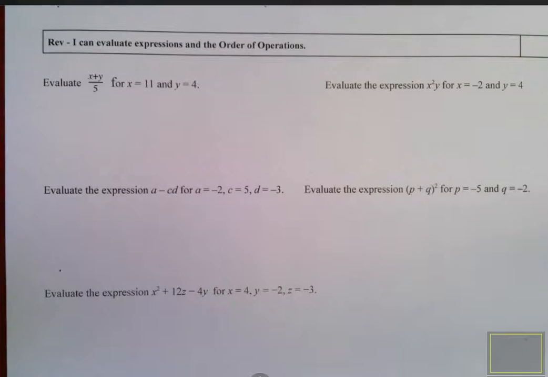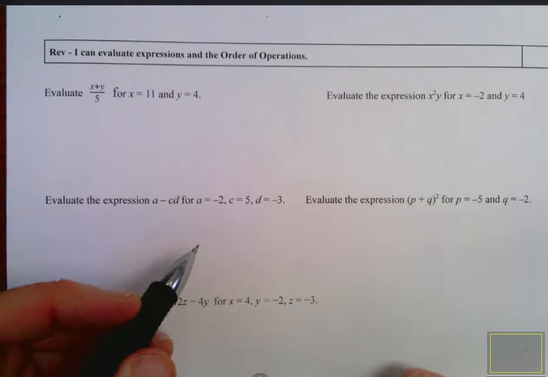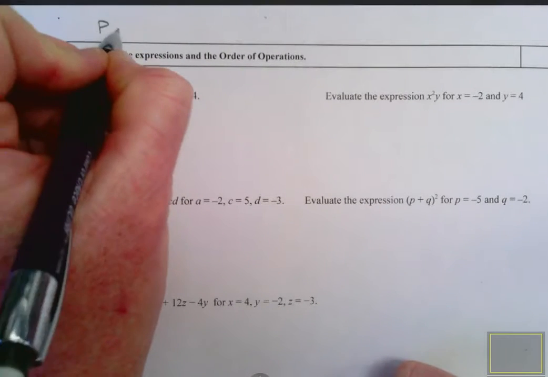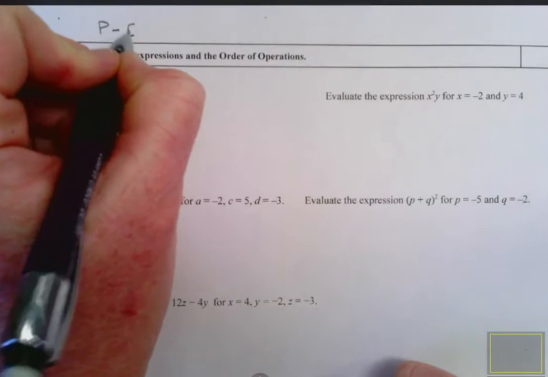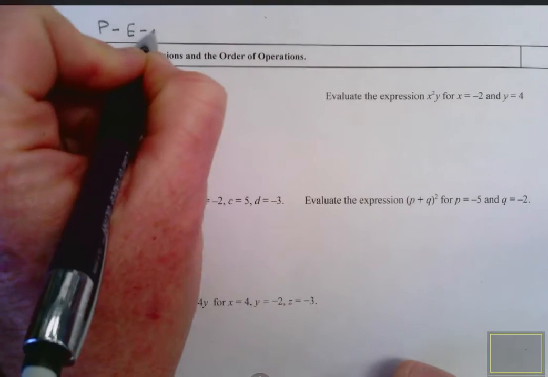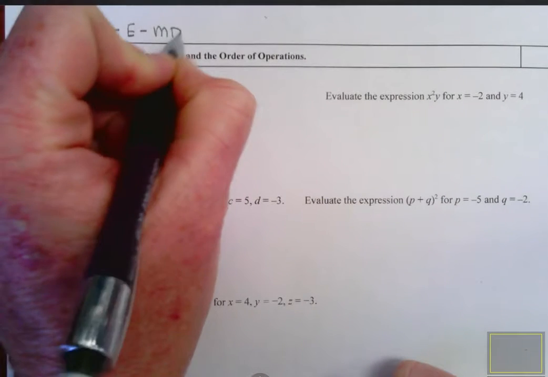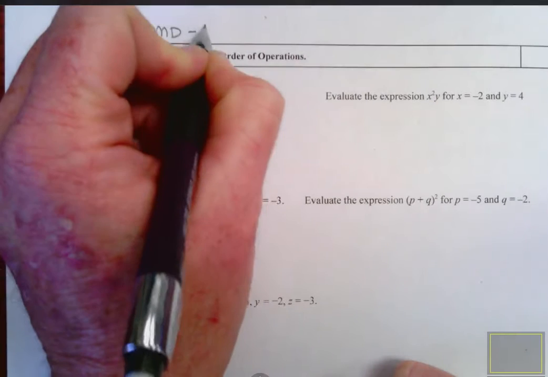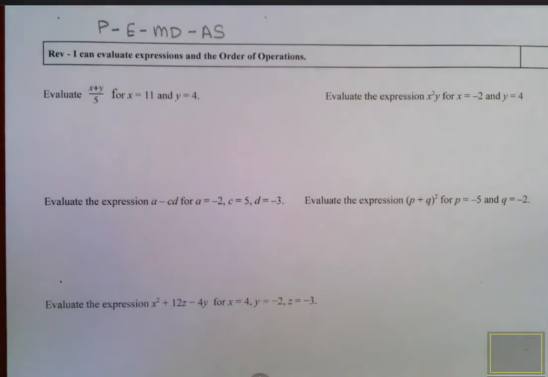All right, evaluating expressions and the order of operations. So remember order of operations. We have our PEMDAS. We have to take care of our parentheses, then our exponents, then multiplication and division from left to right, and then addition and subtraction is last.